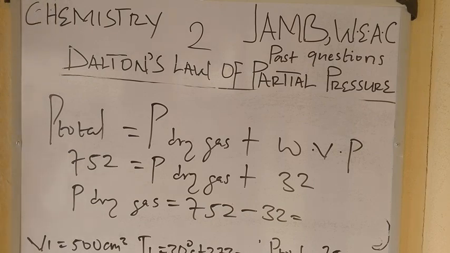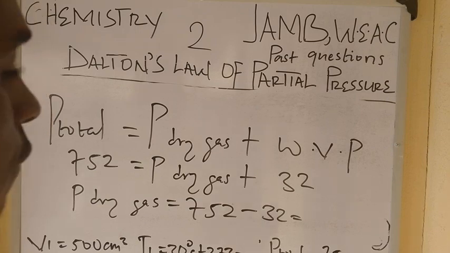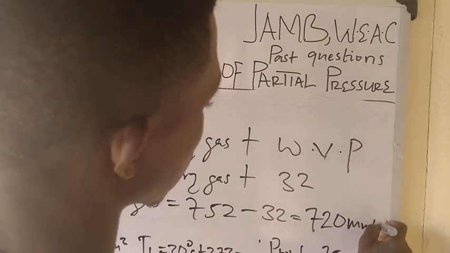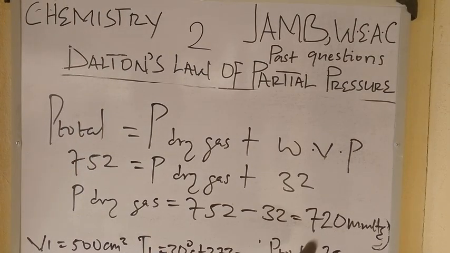752 minus 32. So if you try that, 752 minus 32 is going to give you 720. So this is 720 millimeter mercury. So this will then be our P1. Are we following? This is our P1.